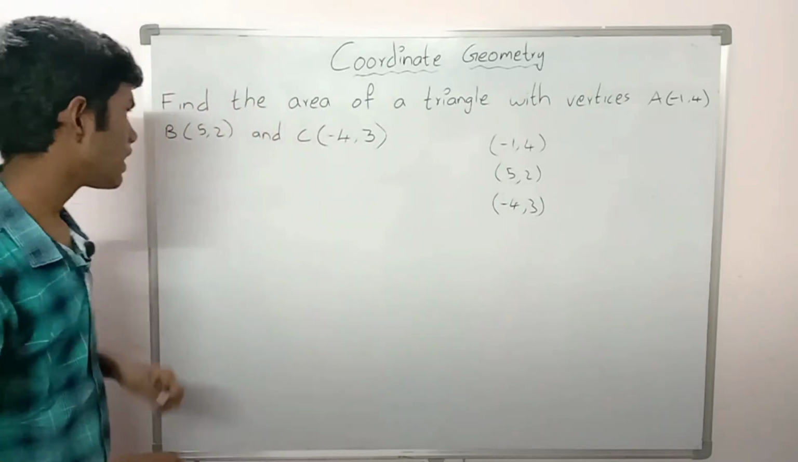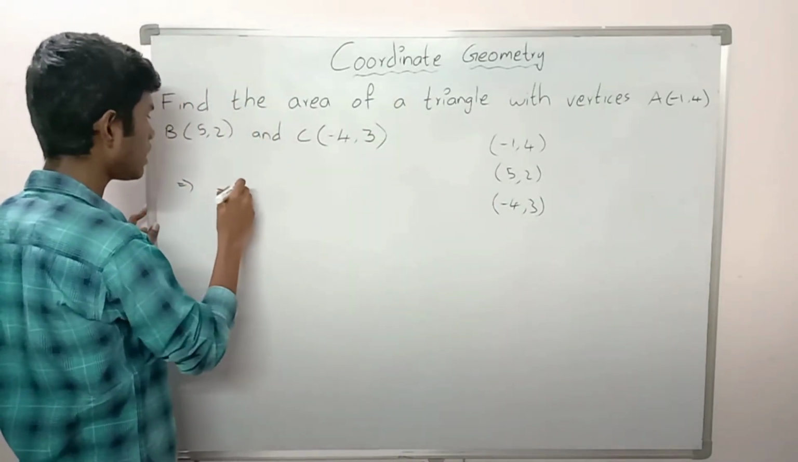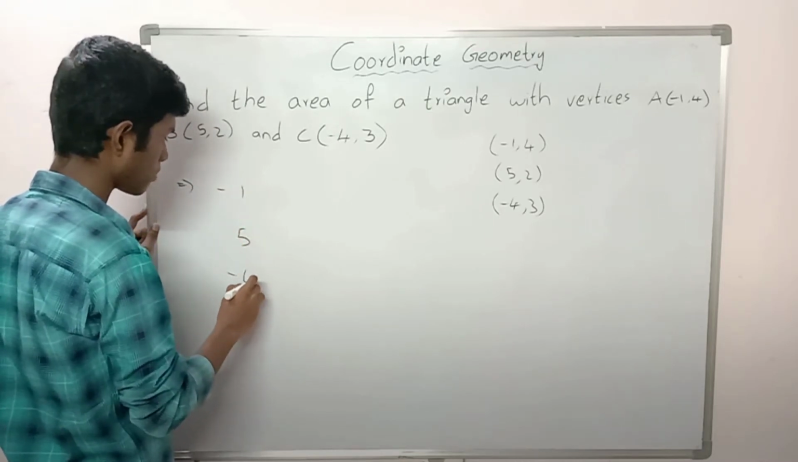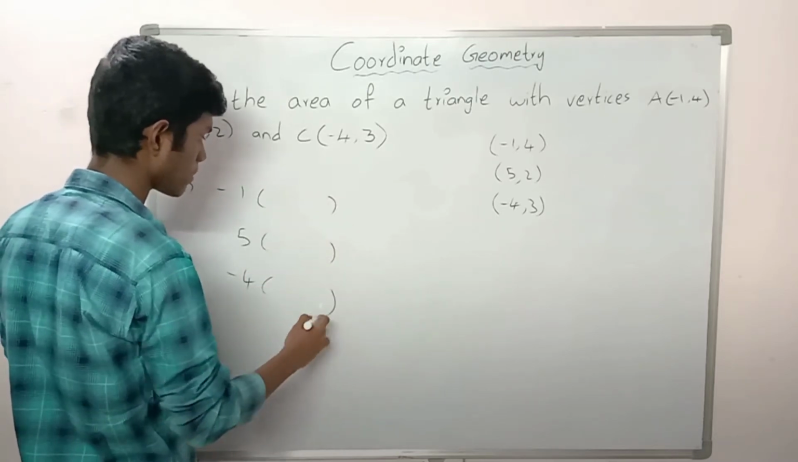And the second step is just write down the x coordinates in their order. Minus 1, 5 and minus 4. Put some parentheses beside it.